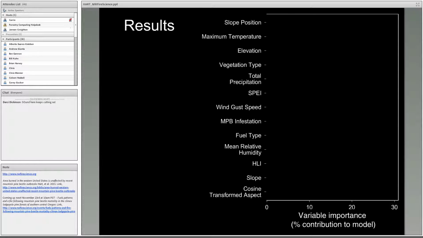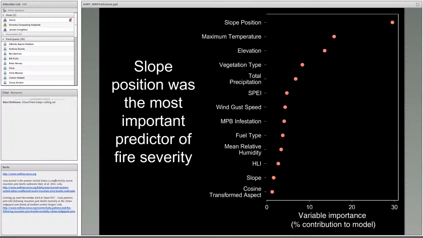And so what I ended up doing was calculating this variable importance measure, which tells us which variable is the most important in predicting RdNBR. And you can see that on the x-axis, whereas on the y-axis, I have all of those predictor variables. And it ended up being that slope position was the most important predictor of fire severity across all of these 7 fires combined. We then saw temperature and elevation variables driving more of the explanatory power of the model.